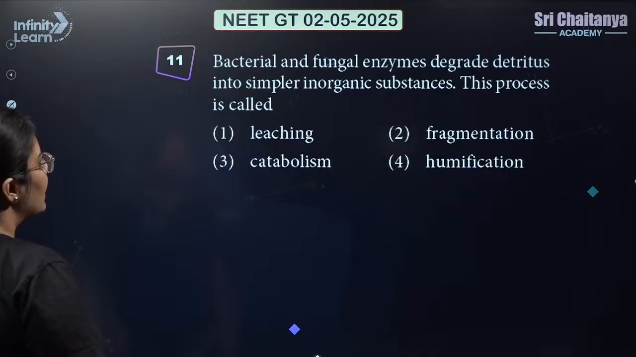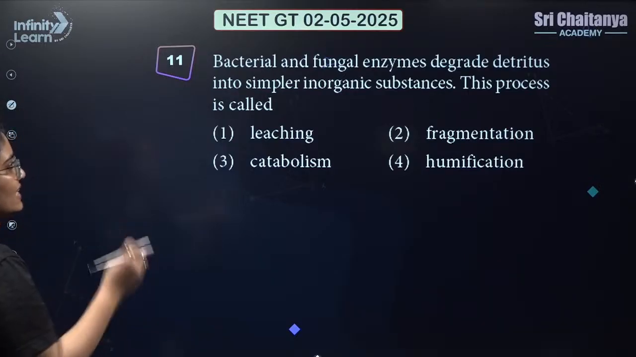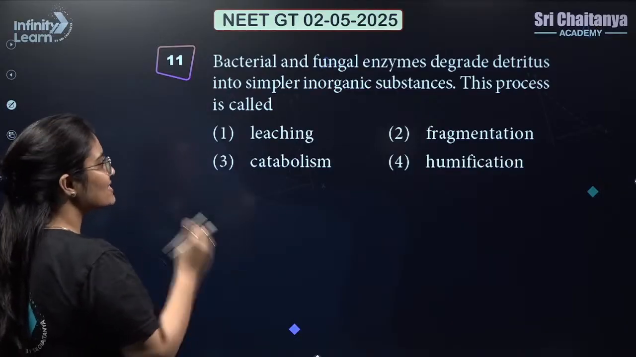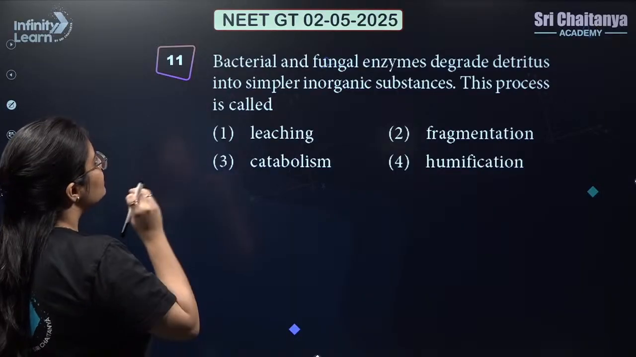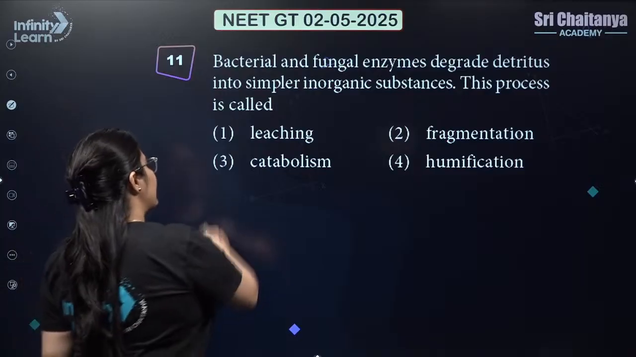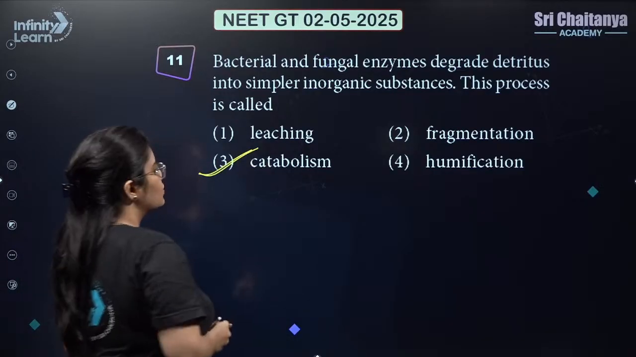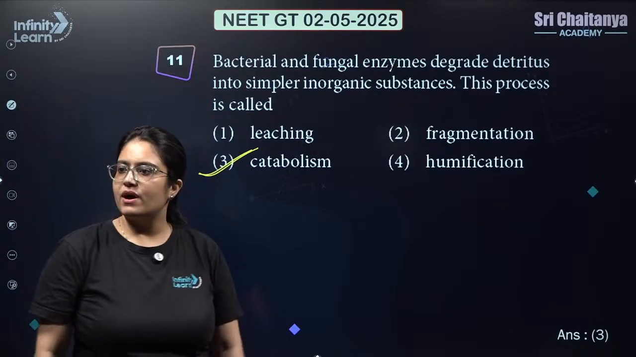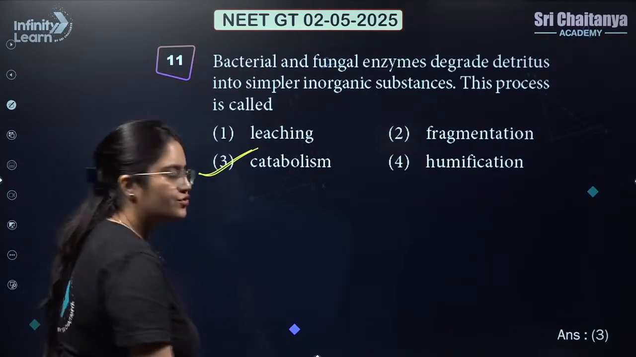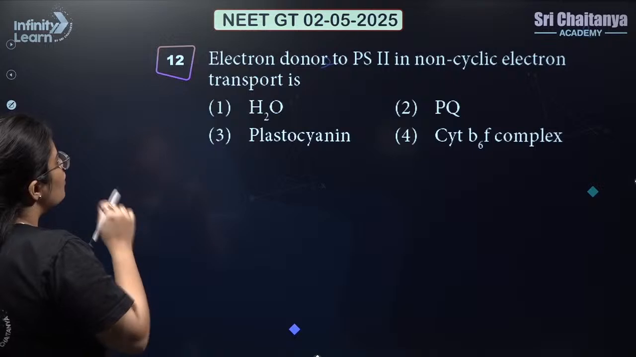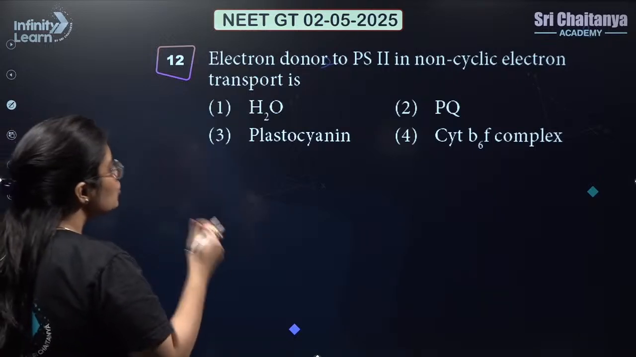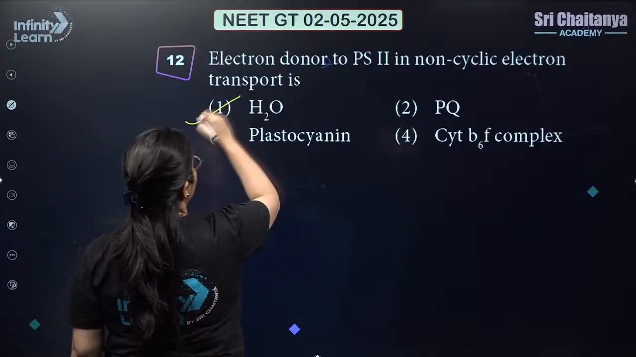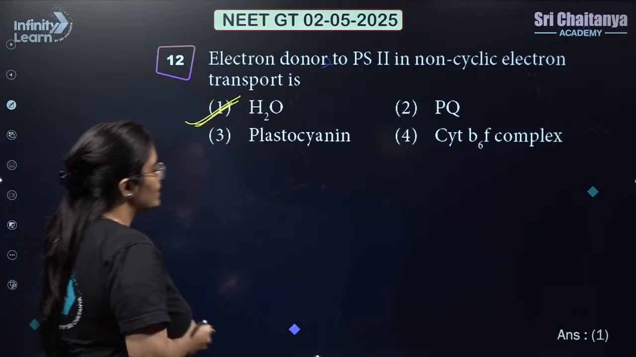Bacterial and fungal enzymes degrade detritus into simpler inorganic substances. This process is called catabolism. Answer is 3, my dear students, catabolism. Clear everyone? Excellent. Next. Electron donor to PS2 in non-cyclic electron transport is water. Very, very simple. Answer is 1, guys.